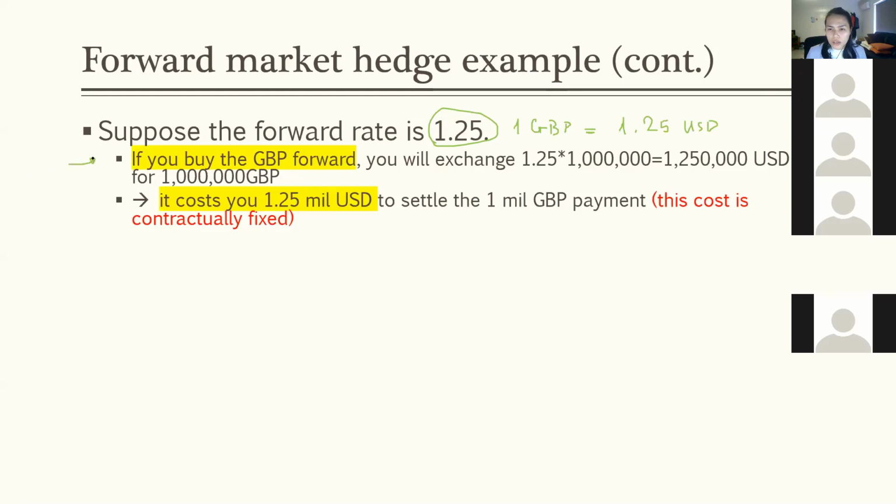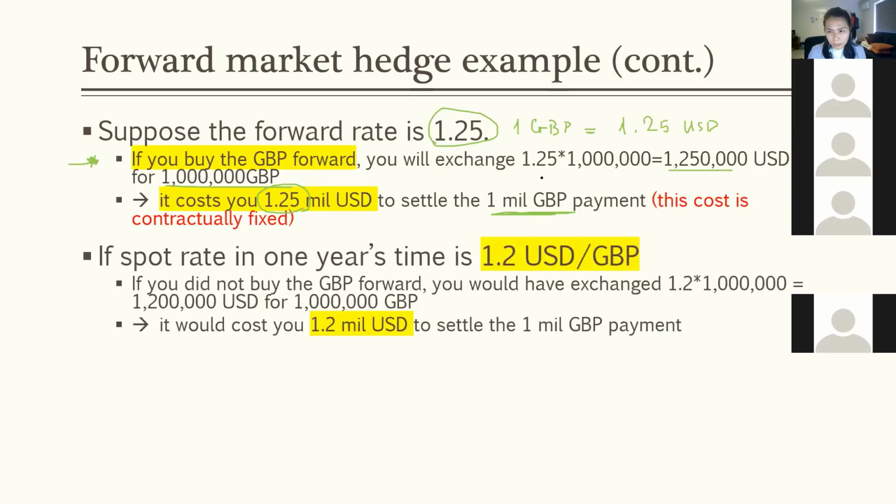So if I have entered into a long forward contract on the pound before, then essentially I'll be exchanging 1,025,000 USD for £1 million. So essentially it costs you 1.25 million USD to settle your future account payable. This is contractually fixed because you have agreed on the rate that you will settle in a year's time.